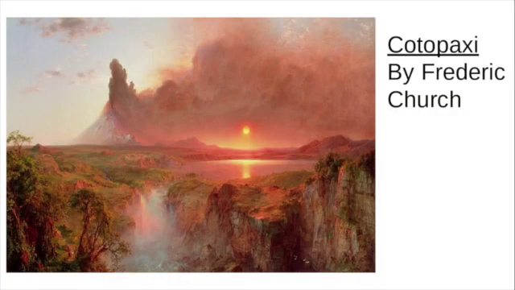We're going to look at 4 artworks that use mainly primary, secondary, warm, or cool colors. Let's identify what group of colors these artists used most. The first artwork is called Cotopaxi by Frederick Church. What group of colors do you think he used? Primary, secondary, warm, or cool? He used warm colors. There are lots of reds, oranges, yellows in this artwork.